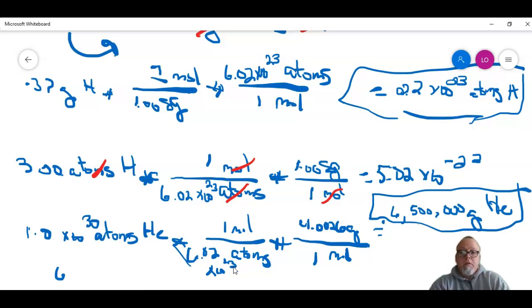So let's practice some of these. I'll put up a video for you guys to practice them, and then we will move on to limiting reagents after we practice this a couple of times.